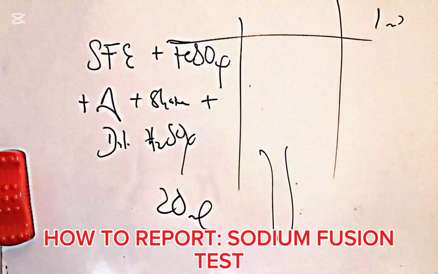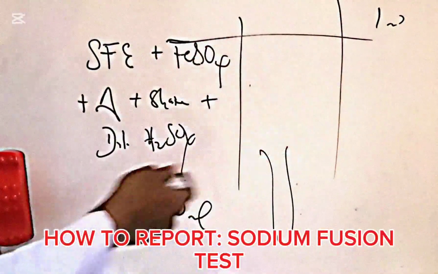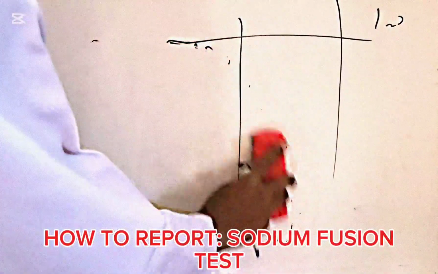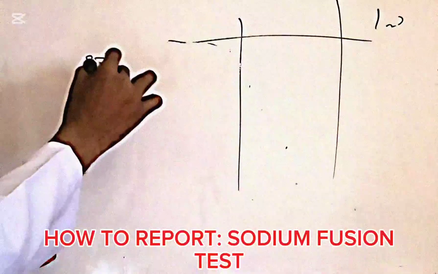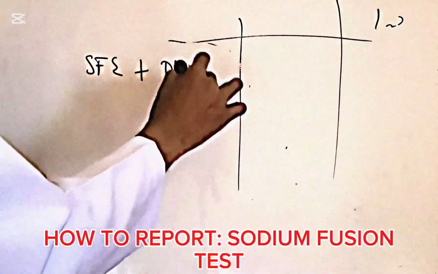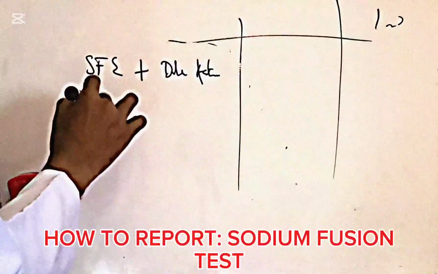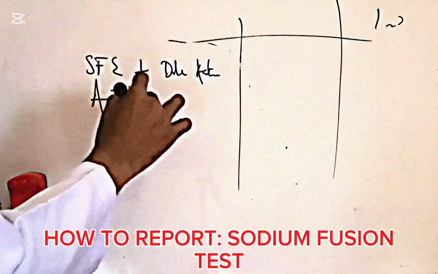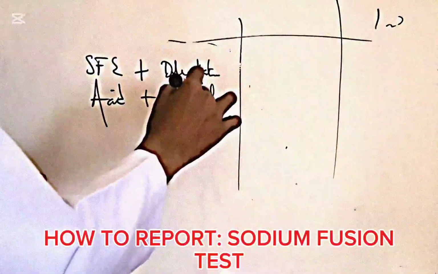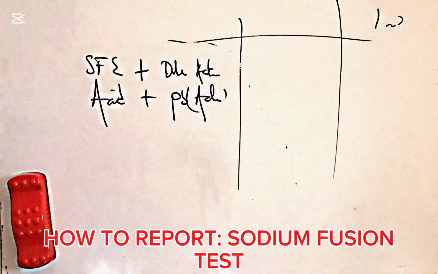You see? Then if you go to the next one, what did you even add? Lead acetate. We had the sodium fusion extract. Then you added dilute acetic acid. All right? Then you now added lead acetate, right? So you added these three reagents.